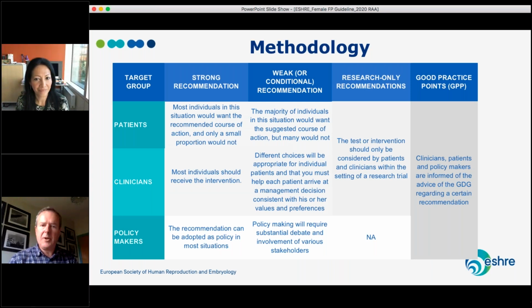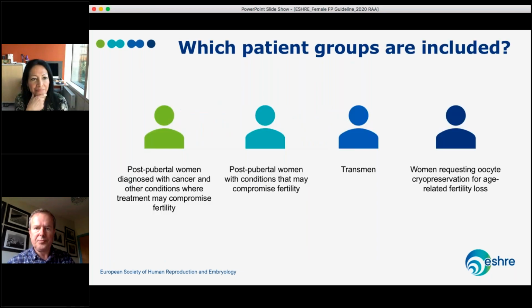So the recommendations come as either strong or weak, and may be applied to patients, clinicians, policymakers, depending on the level of evidence underpinning them. We also, of course, have research-only recommendations, and where there isn't sufficient evidence, but we think it's an important practice point, we highlight that, and as its name suggests, label it as a good practice point, GPP, and you'll see that throughout. And clearly, those are areas where there's also more evidence and more research needed.